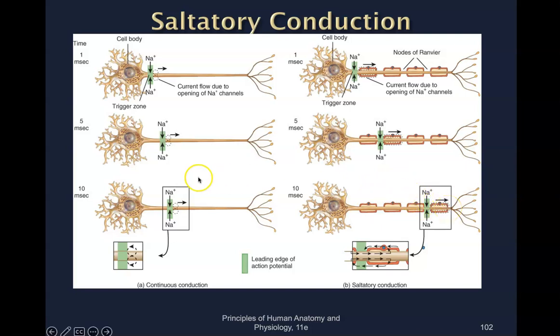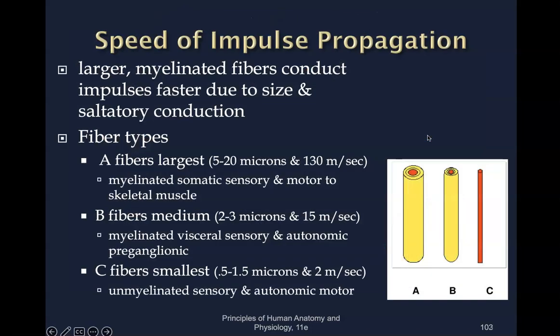So saltatory conduction is actually faster than continuous conduction, if you can picture it, because in continuous conduction you have to wait for this one to open, this one, and this one, and this one, and this one to open. Here, we're just jumping from here to here to here to here. So it's a lot faster.